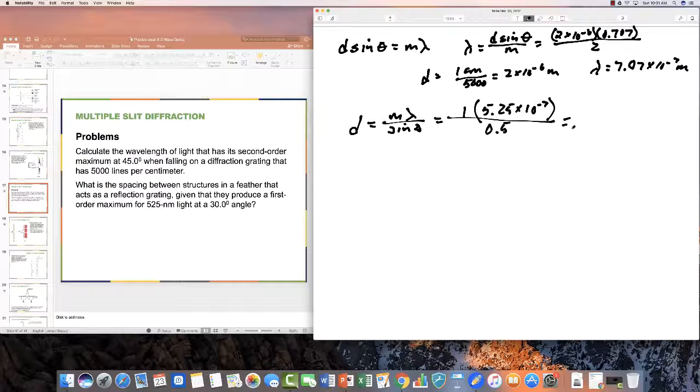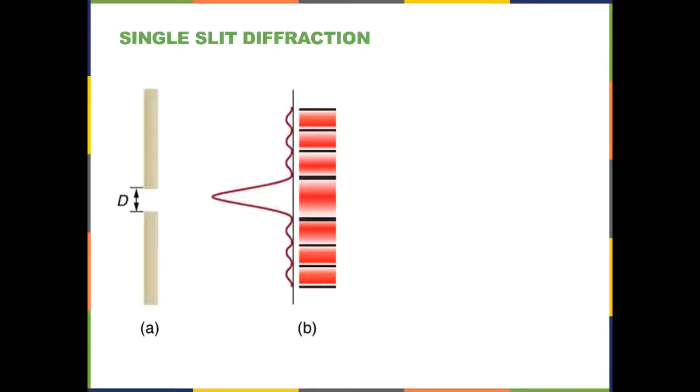And you do that math, and you get 1.05 times 10 to the minus 6 meters. And again, you can convert that to another unit if you want to. Now let's look at the next thing, which is single slit diffraction.